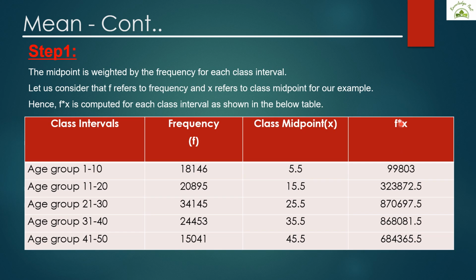Then you have to calculate f into x, the product of f and x. What is f? f is the frequency of the class interval and x is the class midpoint of the same class interval. So you have to calculate the product of frequency and class midpoint, which is f into x. So if we calculate the product of 18146 and 5.5, it will give us 99803. In a similar way, you have to calculate the product of frequency and class midpoint for each of the rest of the class intervals. Fine. So this is the first step.